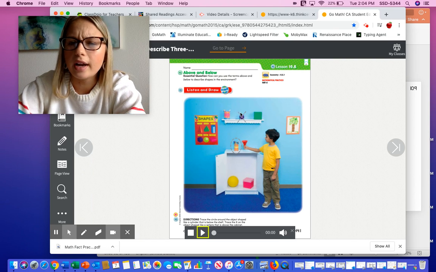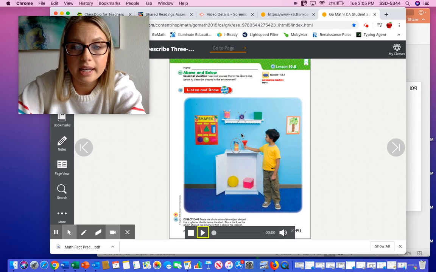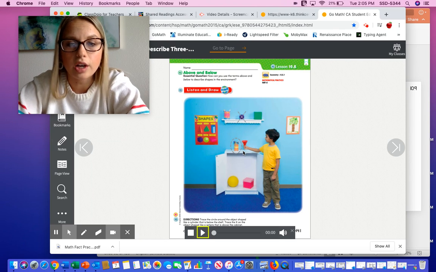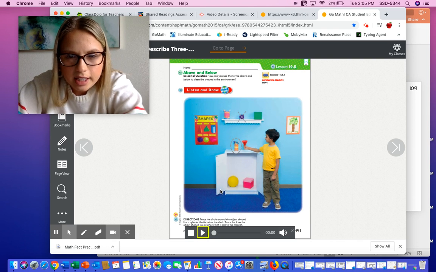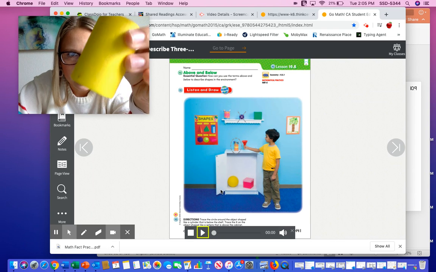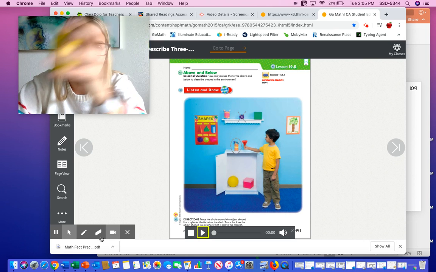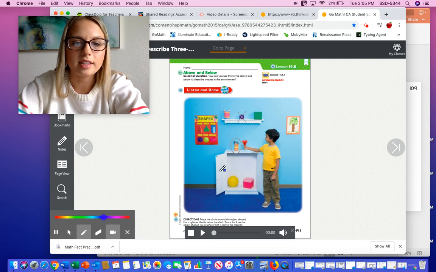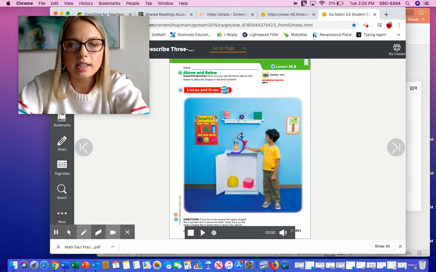So we're not looking for anything up here. It says under the shelf, so we need to go beneath or below the shelf. We're looking for a cylinder, something shaped like this with two flat surfaces. Oh, it's already circled for us. Go ahead and circle that cylinder. And we know that it's this shape here.